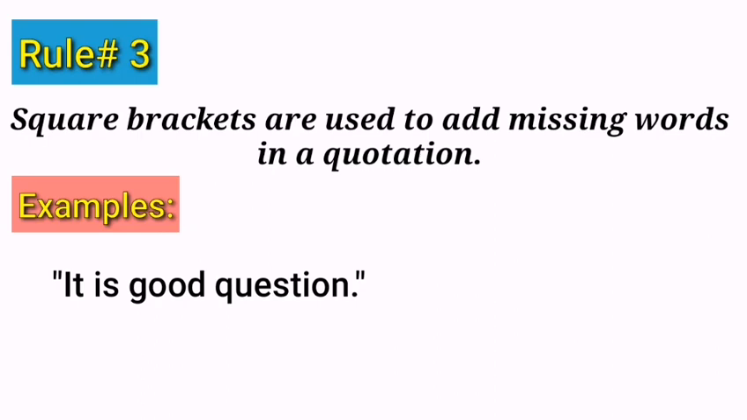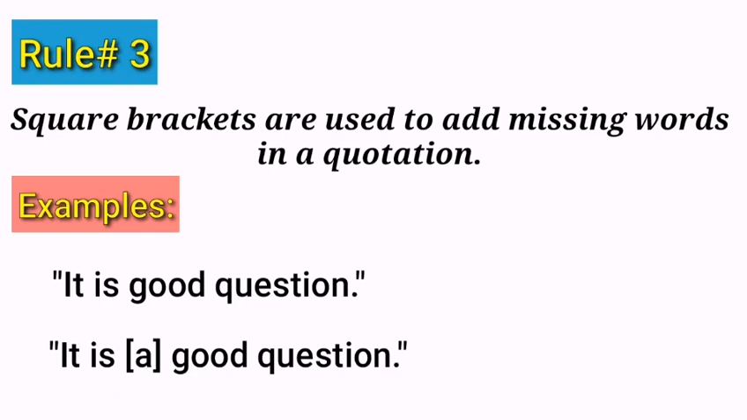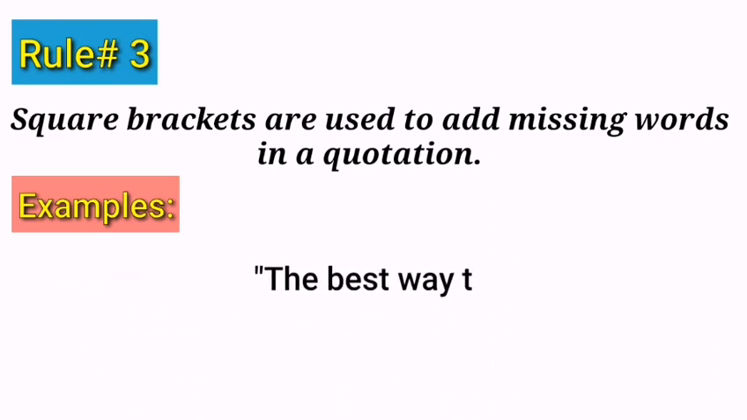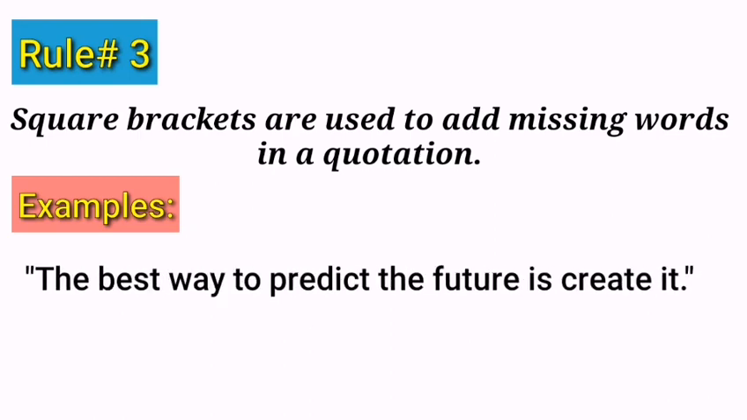"It is good question." You can see this is the original sentence of someone, but in this sentence the author missed the article. So, if we want to quote it, then it would be like this. "It is [a] good question." Observe this one. Actually, the article was missing in the original text, so it has been added to it, but while adding it, it has also been enclosed in brackets. It indicates that it is added by a person who quoted it and it is not used in the original text.